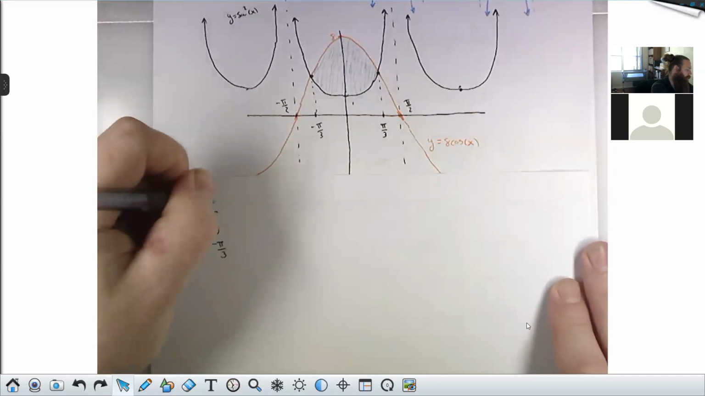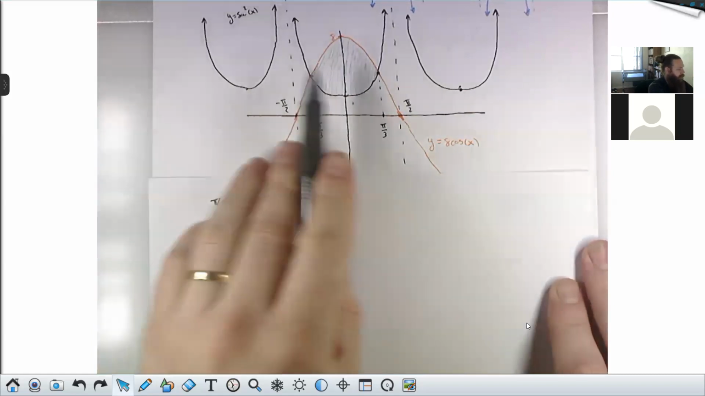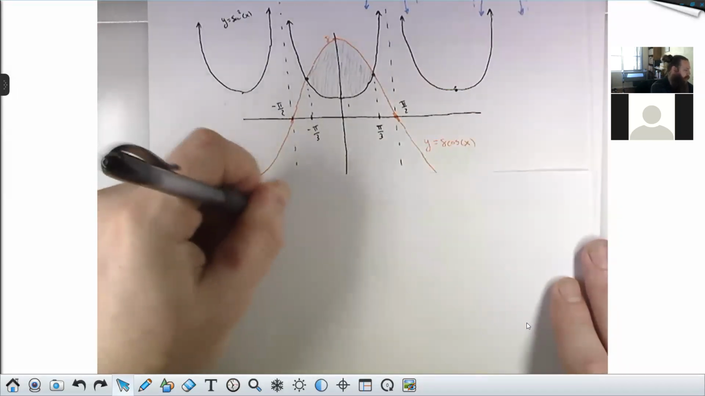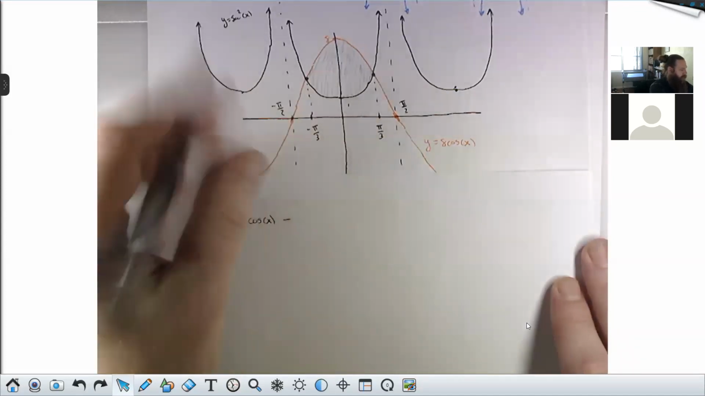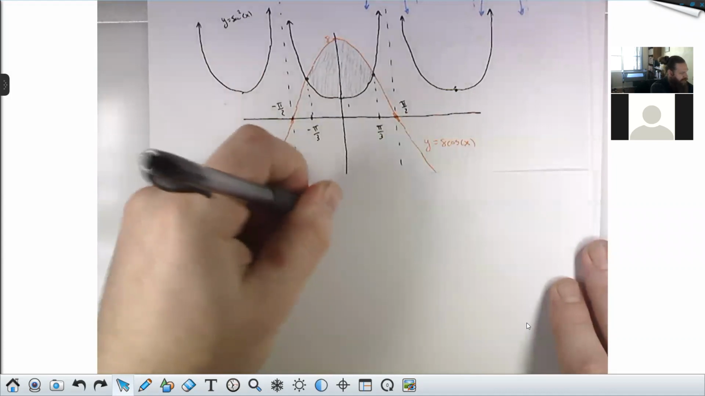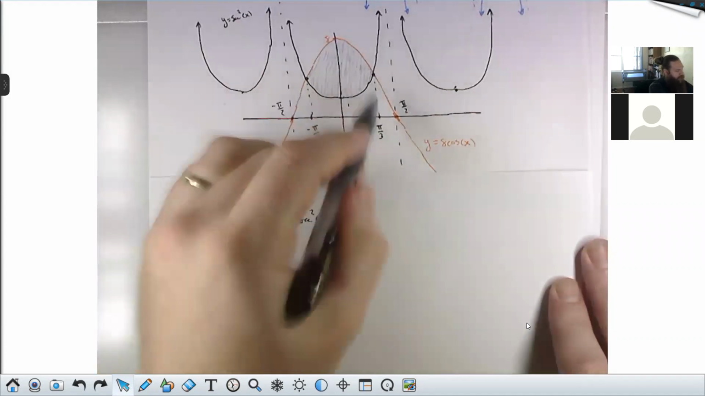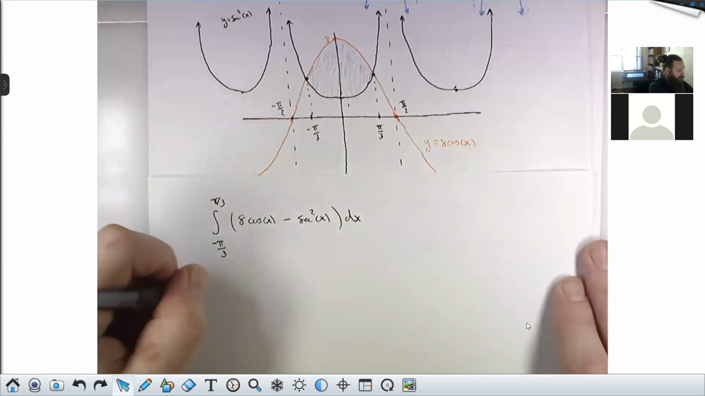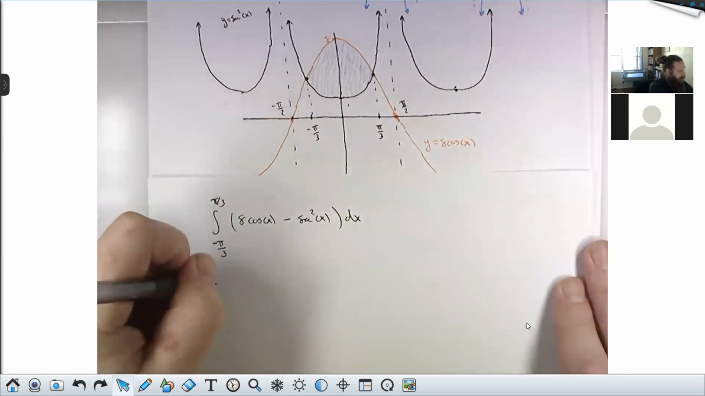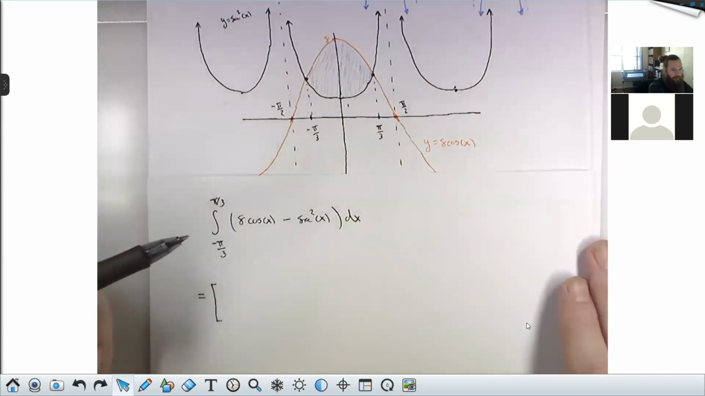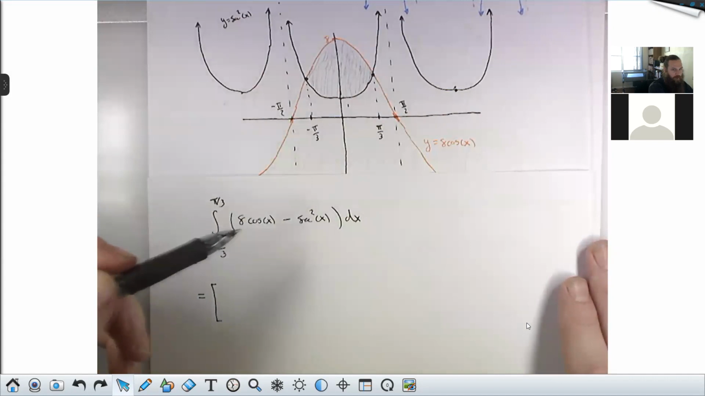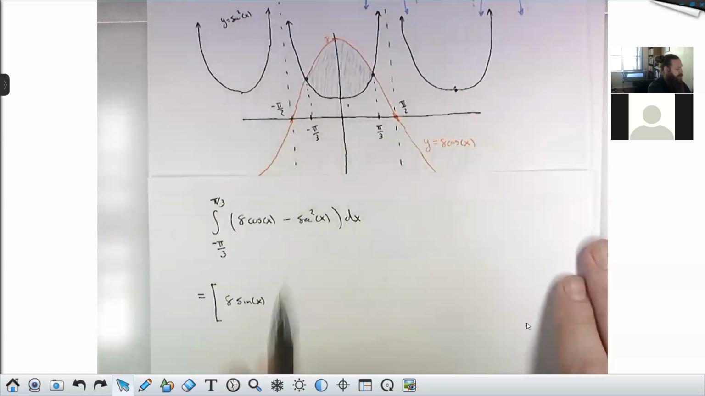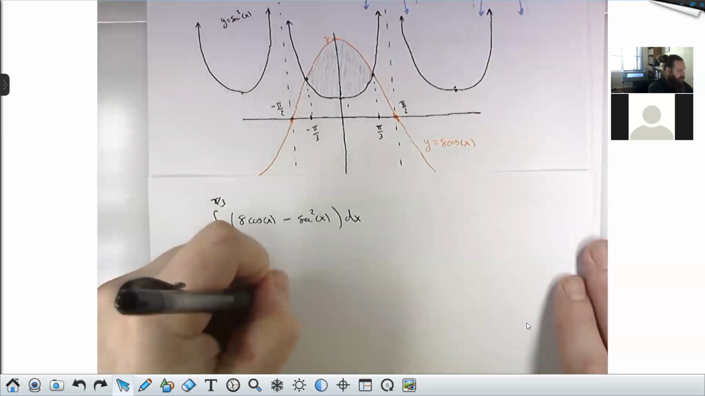So that's the integral from negative pi over 3 to pi over 3. My upper here is the orange curve, which is 8 cos x, minus my lower curve, which is the black one, secant squared x. So I integrate the orange minus the black from negative pi over 3 to pi over 3. This is one of those cases where you can spot the antiderivative immediately. An antiderivative for 8 cos x is 8 sine x. And an antiderivative for secant squared x is tangent x.